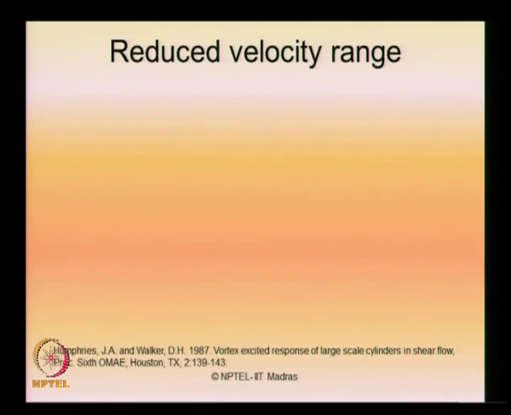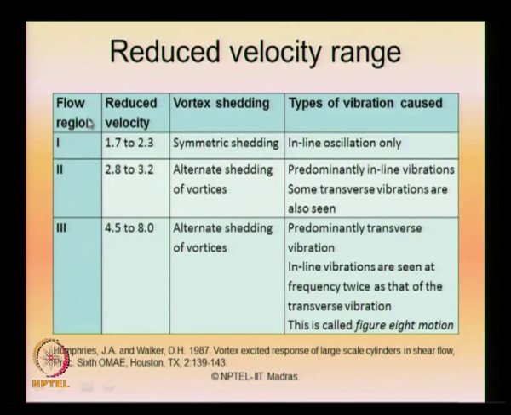As I said in the previous slide, we have something called reduced velocity. Let us talk about the reduced velocity and its range as discussed by Humphreys and Walker in 1987. They have divided the flow regions into 1, 2 and 3, identifying the vortex shedding phenomena. If the vortex shedding occurs symmetric or alternate, then they divide the flow region into 1, 2 and 3 depending upon the reduced velocity ranges from 1.7 to as high as 8.0.